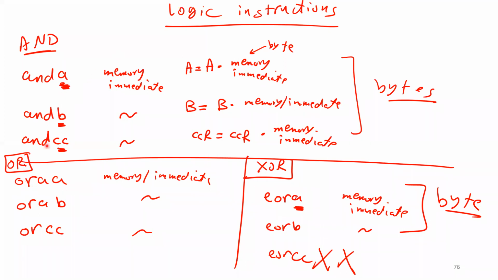For OR, we have similar instructions: ORA, ORB, and ORCC. A here means accumulator. Accumulator means a register. So here, OR accumulator A or register A, OR B, and OR CC. CC is a flag register. Okay, guys. So these are similar to the AND ones, but here instead of AND, it is OR. Now for XOR, similar to these two instructions, we have XORA and XORB, but we don't have XORCC. So we don't have this one. Okay.